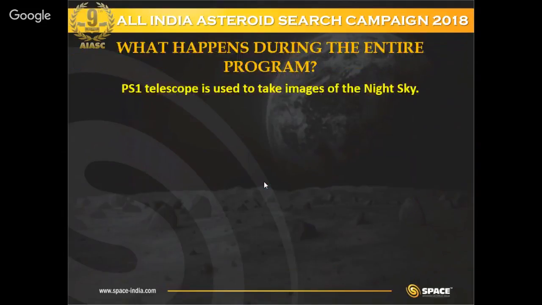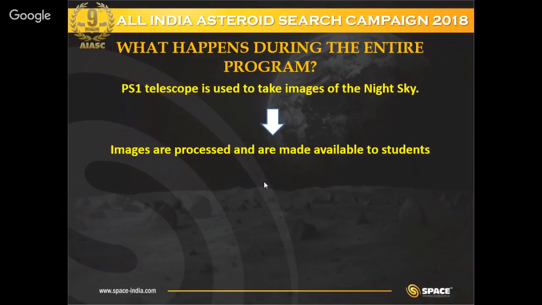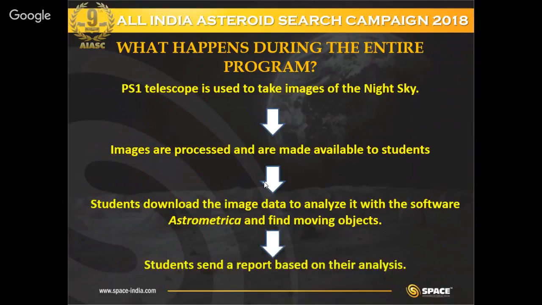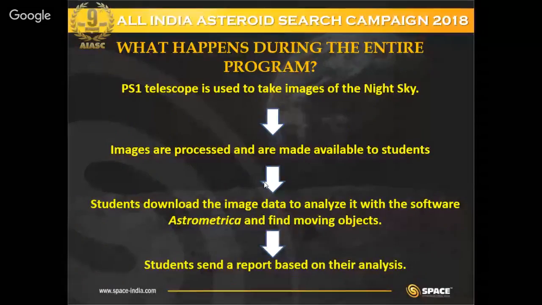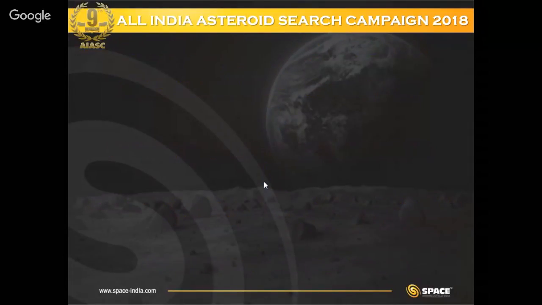Okay. So what happens during the entire program? The PS1 telescope at Hawaii takes the image of the night sky. Images are processed and are made available to you all. Students download the image data to analyze it with the software Astrometrica and find moving objects. Students send a report based on their analysis. This report is further sent to IASC, which analyzes the report.